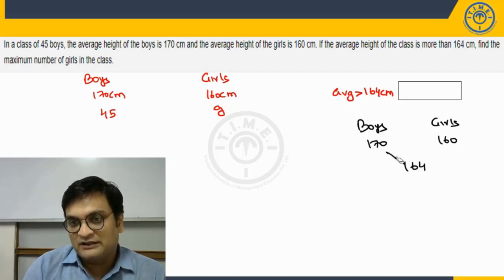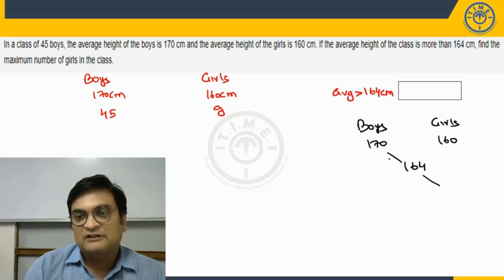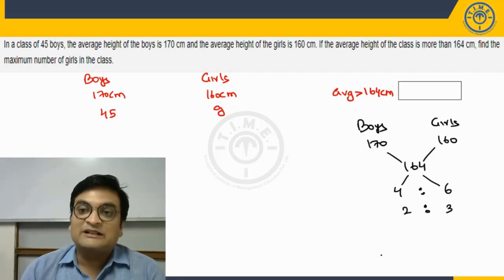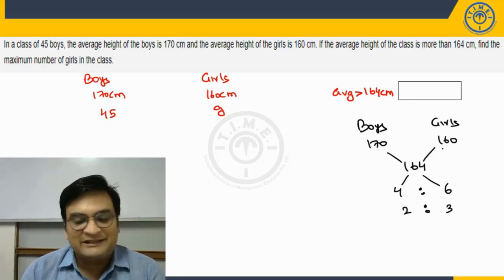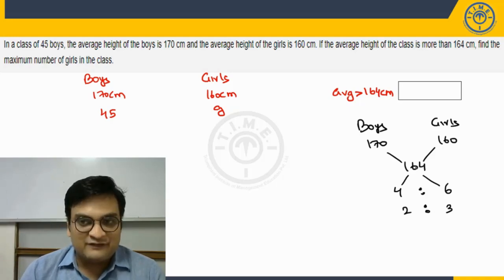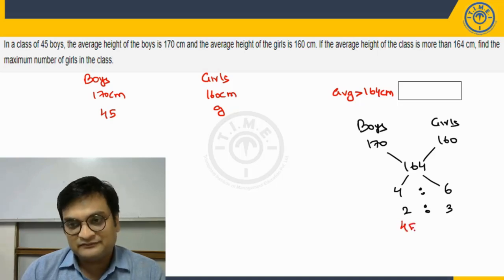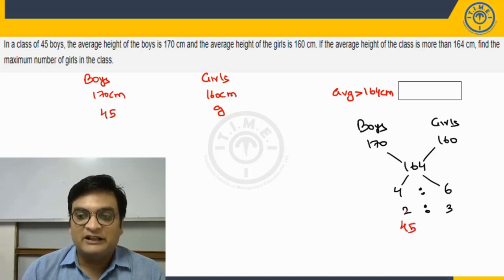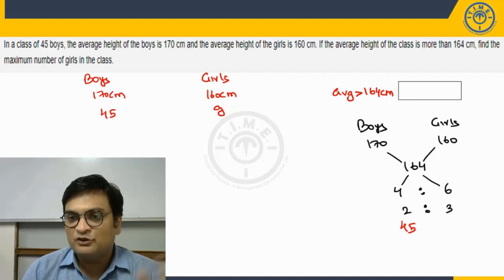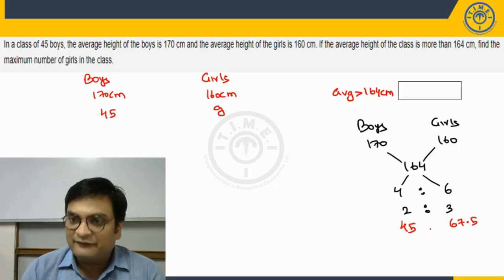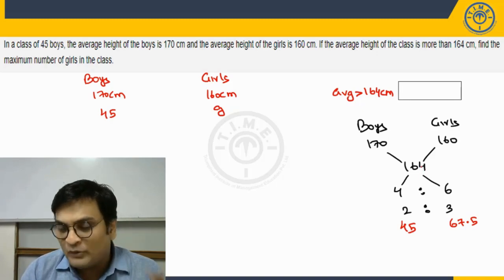When I put it as 164 and apply the alligation rule, crisscross, this difference is 6, this difference is 4. Hence the ratio of boys to girls turns out to be 2:3. That means if there are 2 boys in the class, the number of girls should be 3, if you want the average to be 164. We know the number of boys in the class is 45. If 2 parts is 45, one part is 22.5, and 3 parts will be 67.5. So the number of girls should be 67.5 if you want the average to be, please notice, 164.